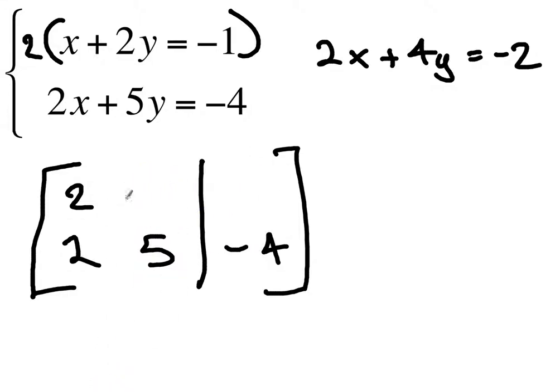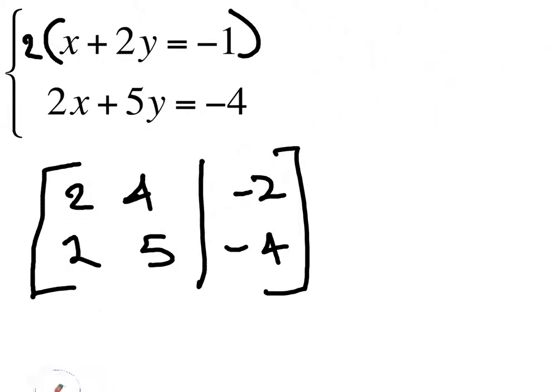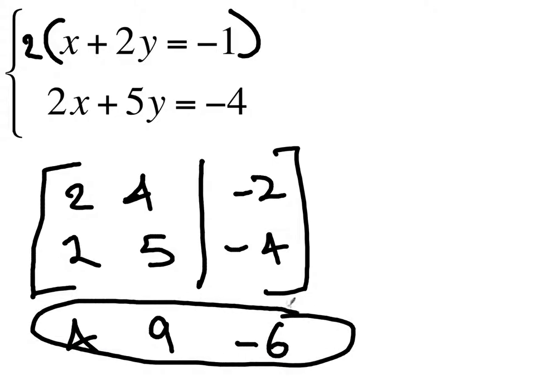That's a legal matrix operation. Okay, so I can multiply or divide any row by any number. The next rule is that I can add any 2 rows together. So I could say 2 plus 2 is 4, 4 plus 5 is 9, and negative 2 plus negative 4 is negative 6. This row would be an equation that is also equal.